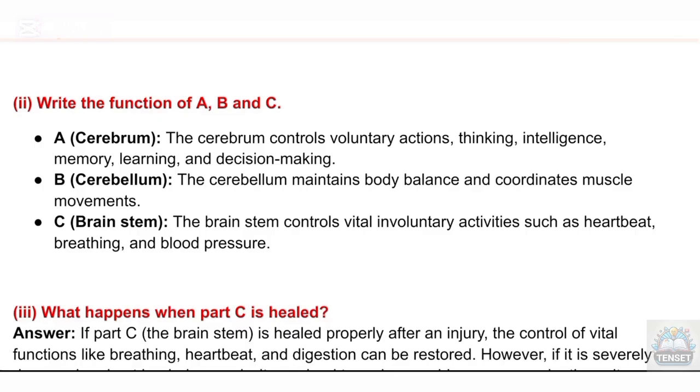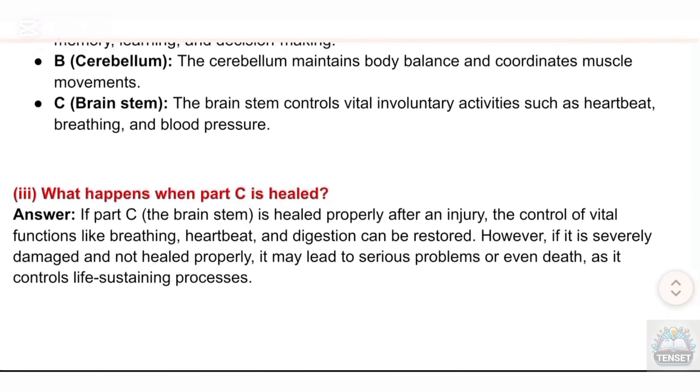E. What happens when part C is healed? Answer. If part C, the brain stem, is healed properly after an injury, the control of vital functions like breathing, heartbeat, and digestion can be restored. However, if it is severely damaged and not healed properly, it may lead to serious problems or even death, as it controls life-sustaining processes.